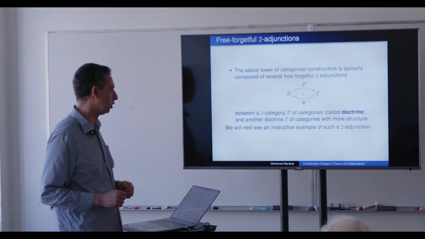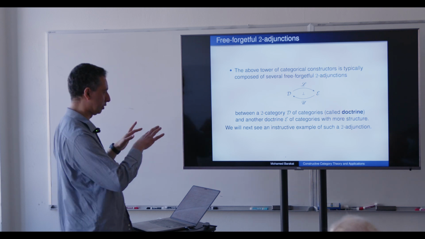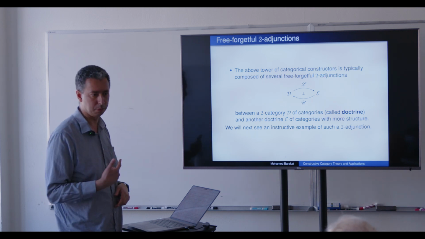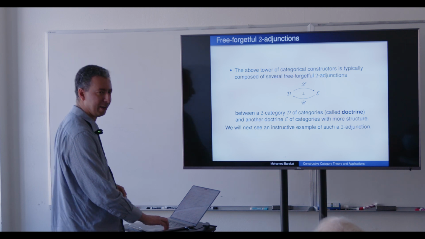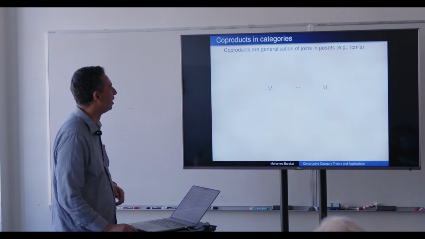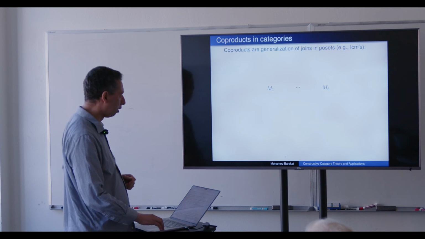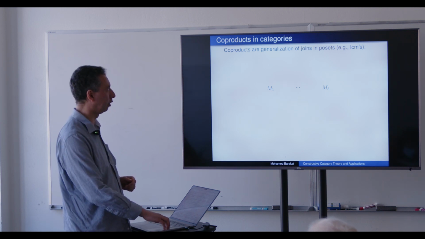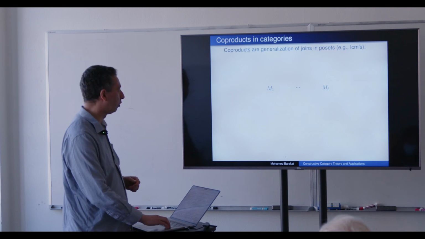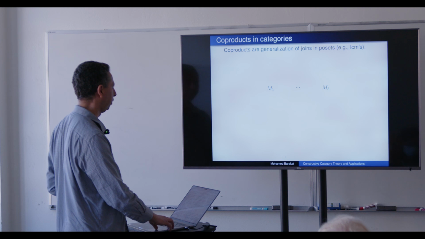So we will next see an instructive example of such a two adjunction. So this is the example for you. Maybe if I give the same talk next week at the math department in Berkeley, I'll change the basic example. So coproducts are generalizations with S of joins in posets. You can safely think of least common multiples. So given M1 till ML, you can think of numbers if you're not firm in category theory.